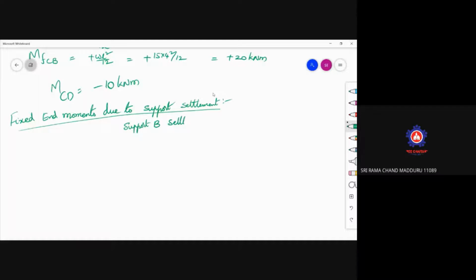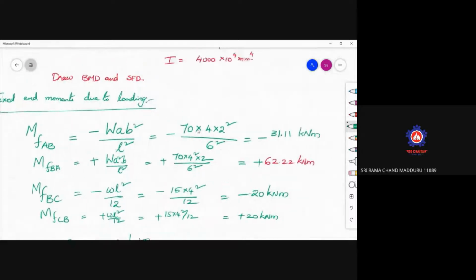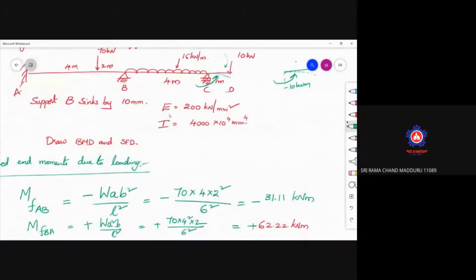settles by 10 mm. So delta B is nothing but minus, sorry, 0.010 meters. So convert in terms of meters. Why? Because everything, length is in meters, everything should be converted in terms of meters. Now coming to here EI is to be calculated.